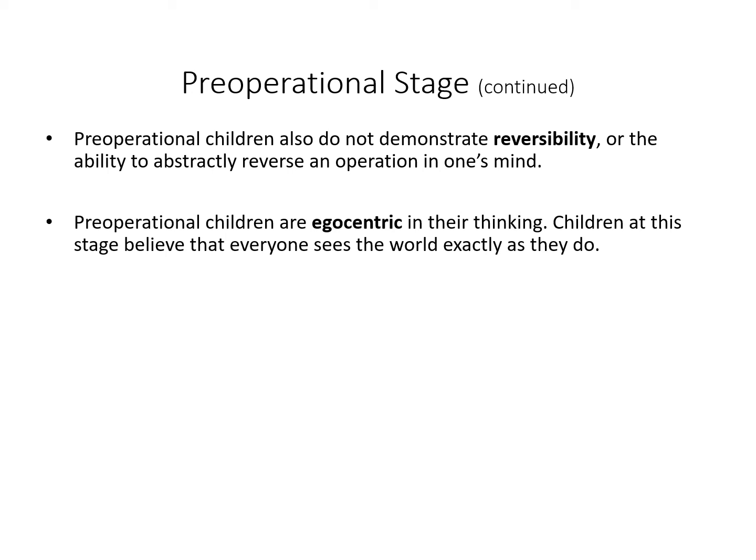Preoperational children are egocentric in their thinking. Children at this stage believe that everyone literally physically sees the world exactly as they do. So, for example, if you sit a child in a chair and you show him one side of a two-sided diorama, and then you turn it so that it faces you, and then the child is actually looking at the other side, he cannot describe what he just saw. He cannot remember or represent. He can only describe what's in front of him.